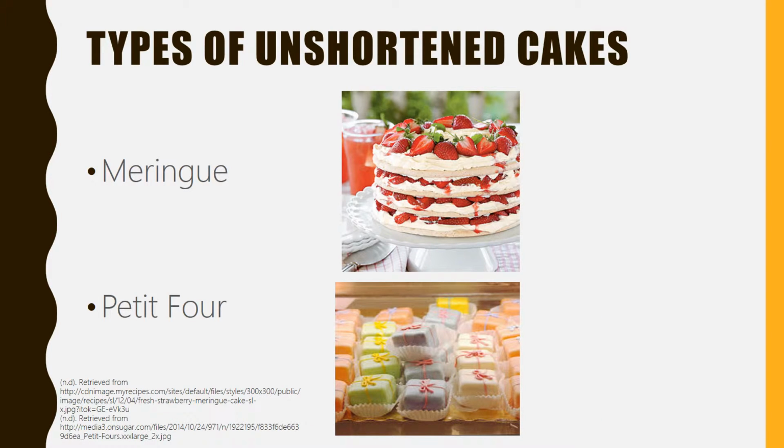A meringue cake. Meringue layers form the bases of this cake, which is usually topped with soft spreads such as marzipan and whipped cream. Petit four. These small, multi-layered cakes, averaging only 1 inch square, are usually elaborately decorated with icing.